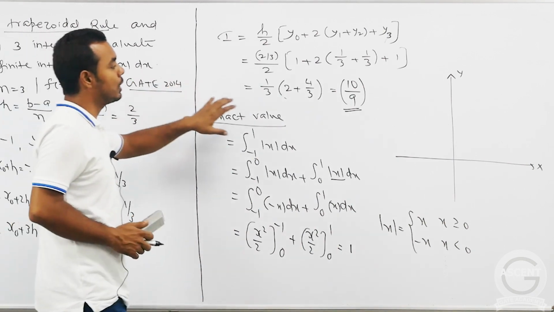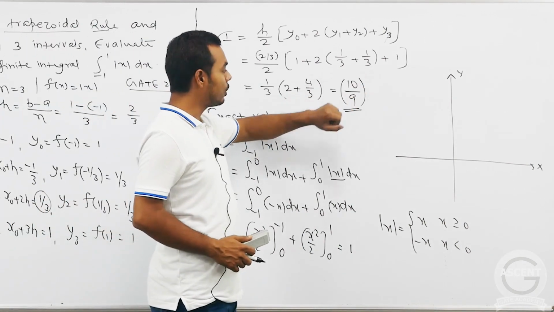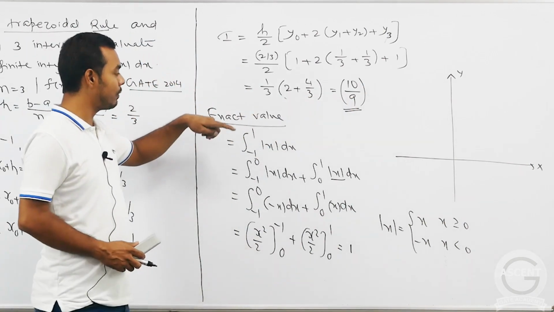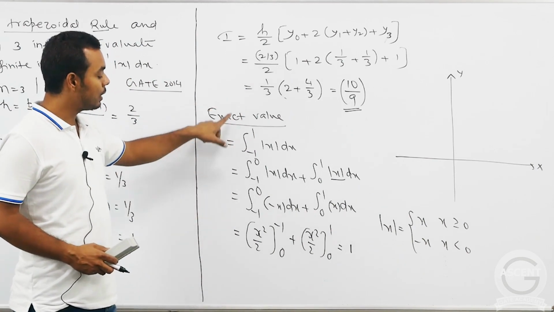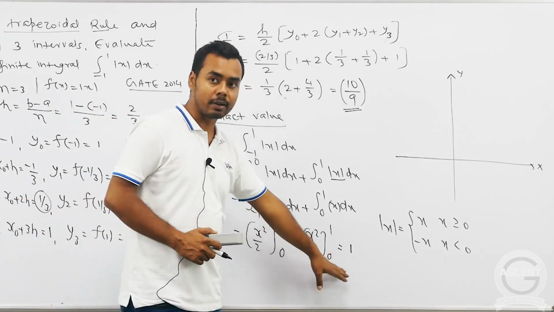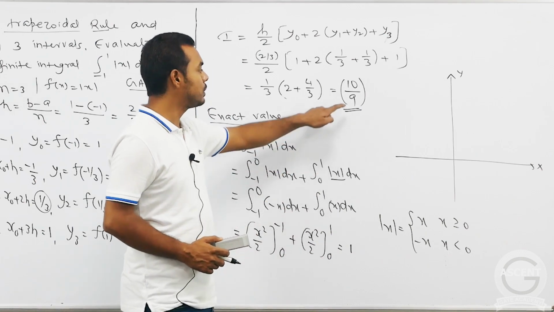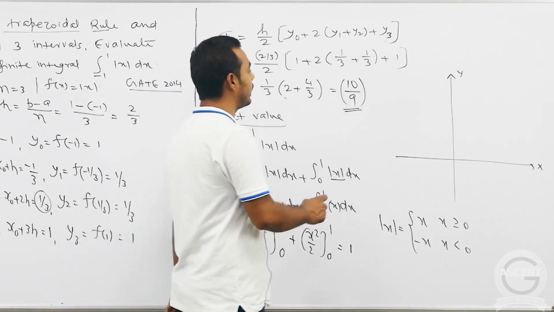So using trapezoidal rule, we will get 10 by 9. Now I am trying to explain why we are getting a different value in trapezoidal rule compared to the exact value. Exact value of integral will be 1. Using trapezoidal rule, we will get 10 by 9.